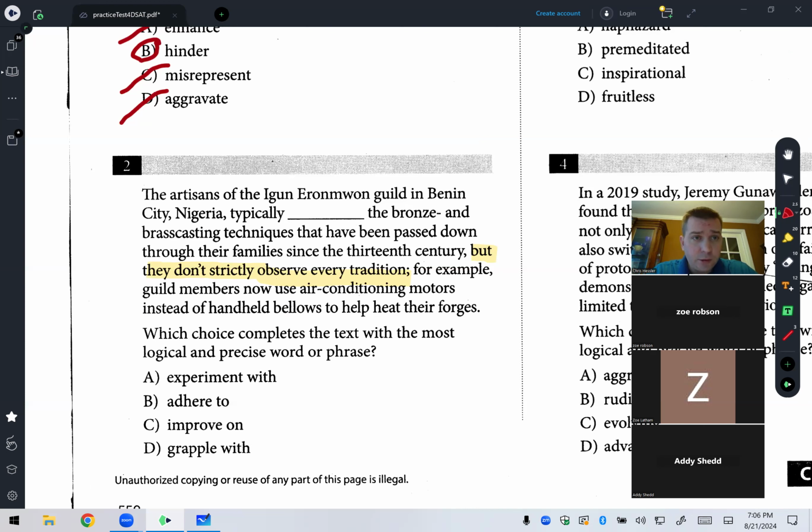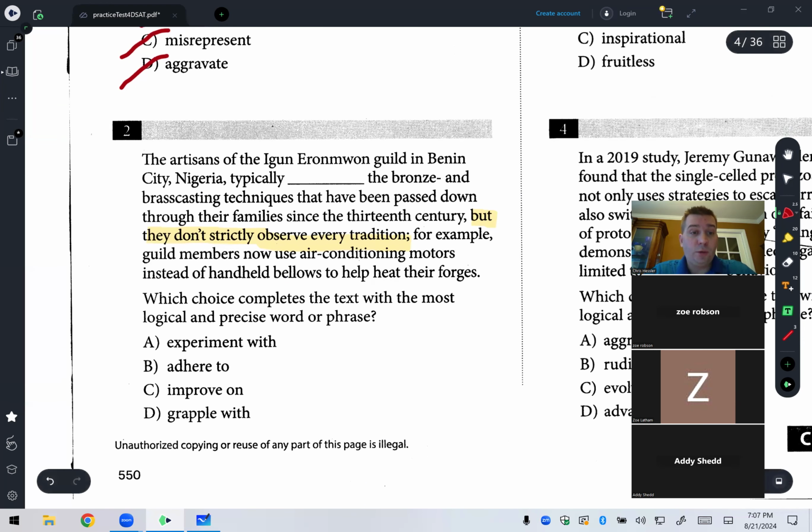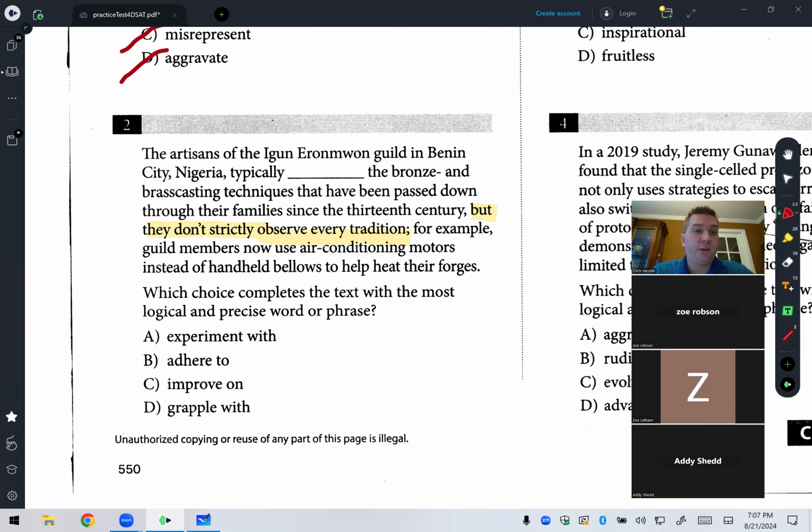All right. So number 2, the artisans of the Igun Aramwan Guild in Benin City, Nigeria, typically blank the bronze and brass casting techniques that have been passed down through their families since the 13th century, but they don't strictly observe every tradition. For example, guild members now use air conditioning motors instead of handheld bellows to help heat their forges.